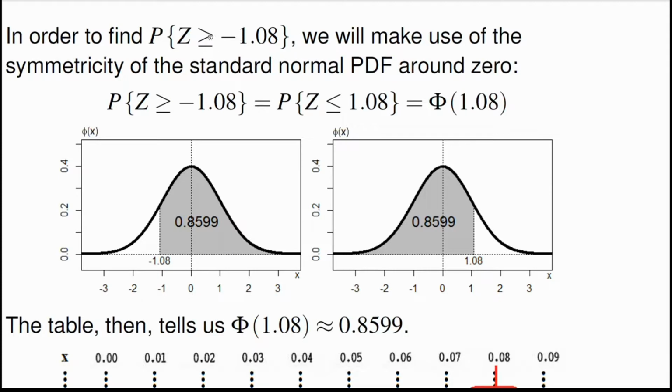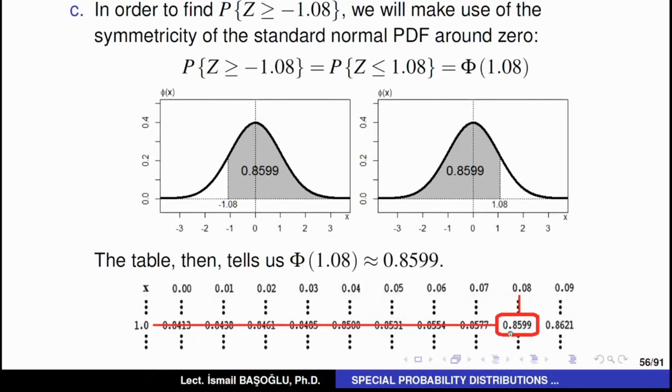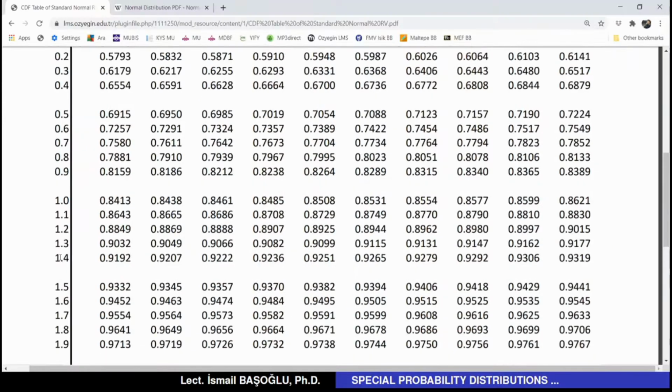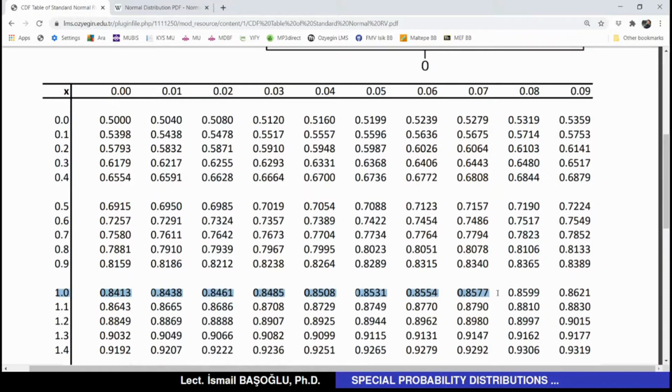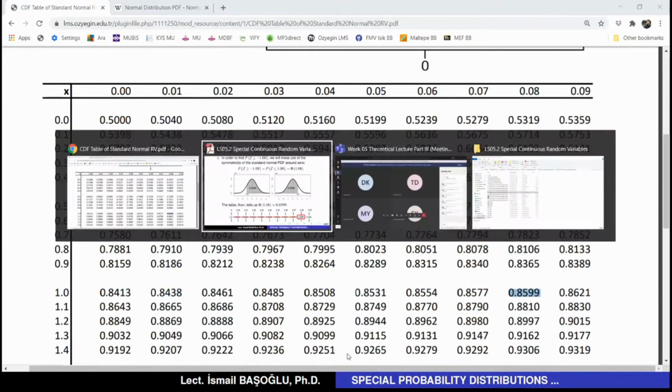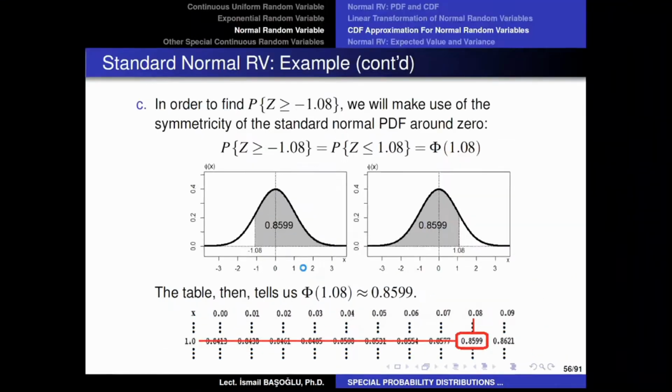Because it says greater than or equal to this negative value, I draw it and I have determined the area that I need to calculate, but I know that due to the symmetricity, that area will be the same as the area on the left-hand side of the positive counterpart of that value, which, when you look from the table, is the CDF at 1.08, which is 0.8599. Now let me show you that here. The CDF at 1.08 is 0.8599. Did you understand the answer for part C, my friends?